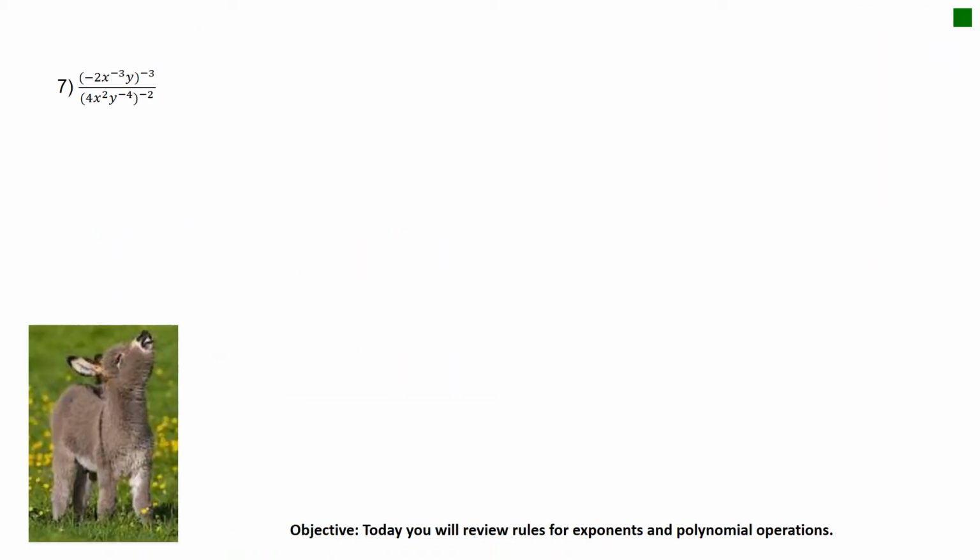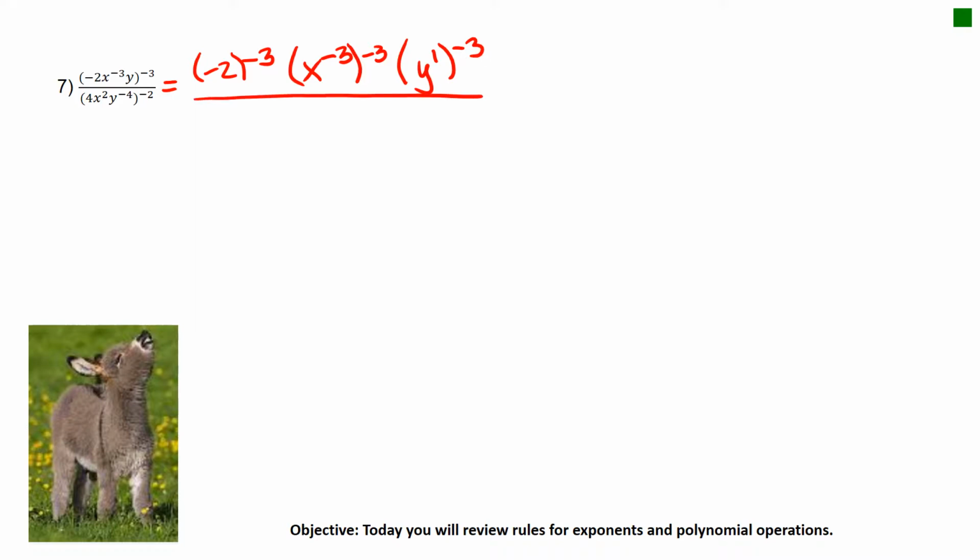Okay, so because we've got negatives inside and negatives outside, and they're not the same houses, we're going to take the -2 and give it the -3. We're going to take the x to the third, -3, and give it the -3. We're going to take y to the first and give it the -3. On the bottom, everybody's getting a -2. 4 gets the -2, x to the second gets the -2, and y to the -4 gets the -2.